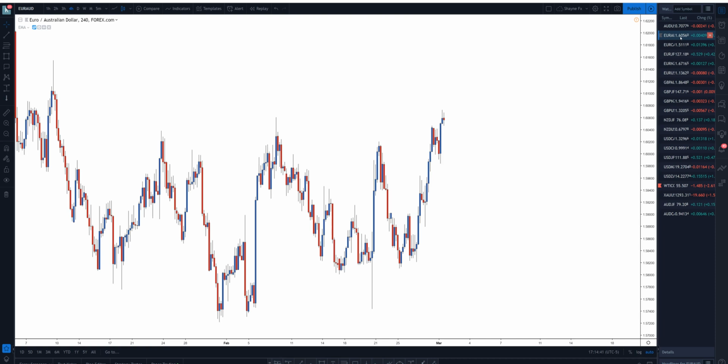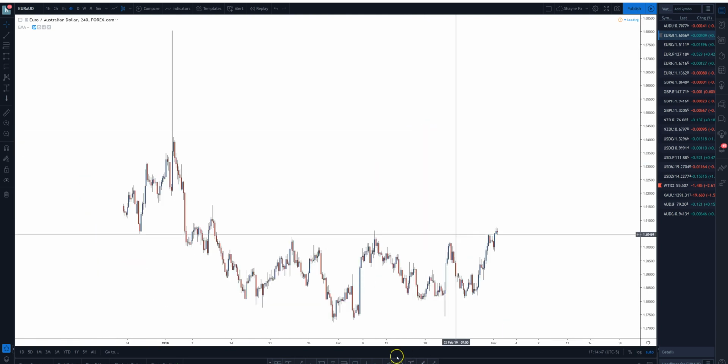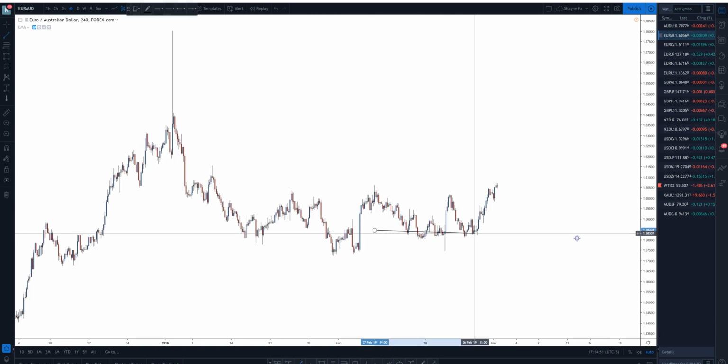And this pair might just fly up even more, bro. Wow. If we're respecting this trend, oh my god. If we're respecting this trend line, I'll see about that.